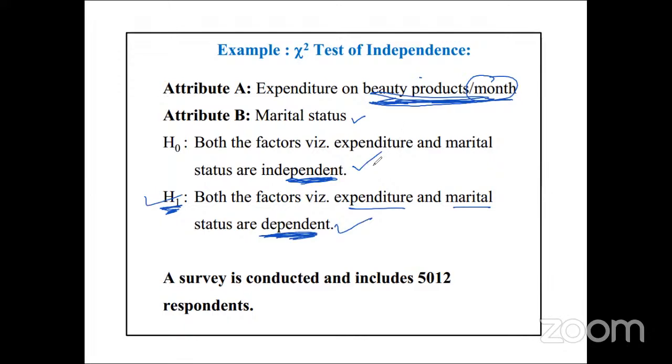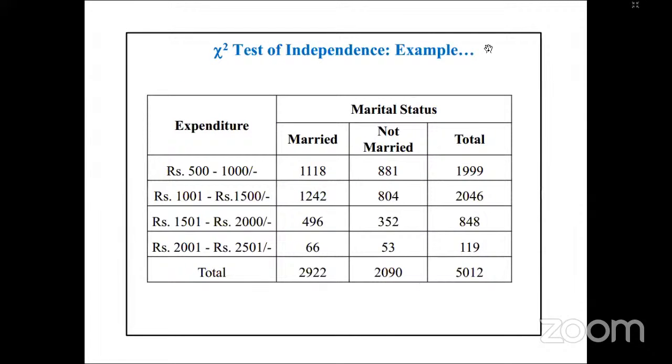Now in this situation, a beauty product company conducted a survey in which 5,012 women respondents were there. We asked how much amount they spend monthly. So categories are made. The amount spent every month is 500 to 1,000, 1,001 to 1,500. These are the slabs made for the expenditure variable.